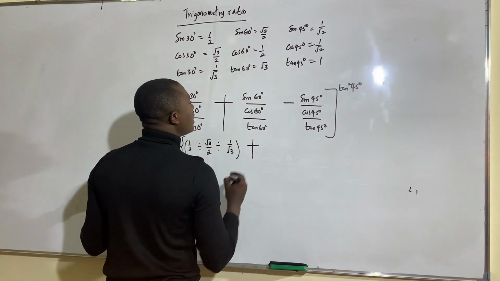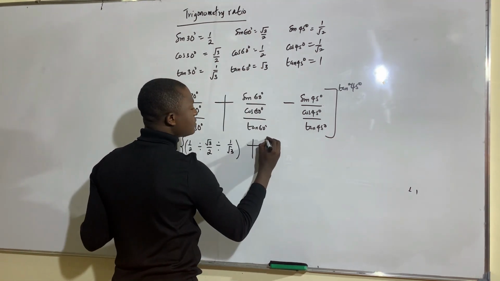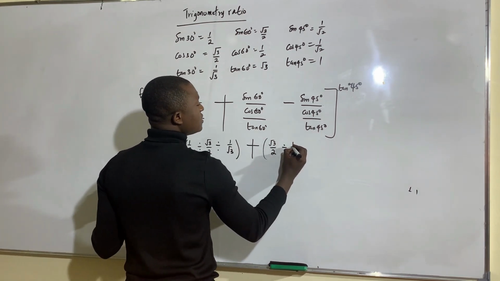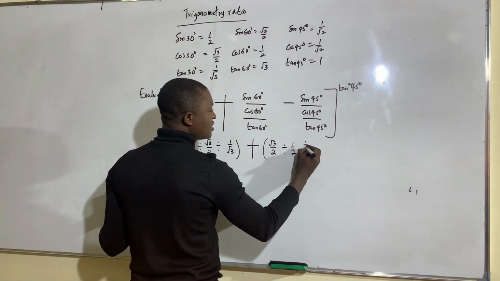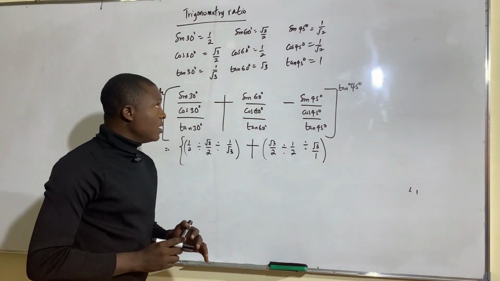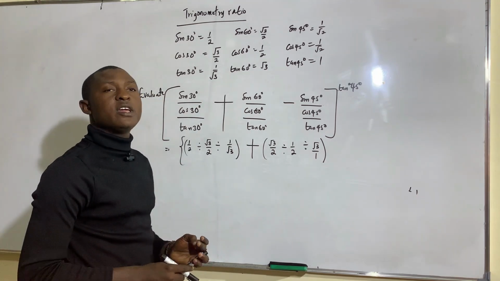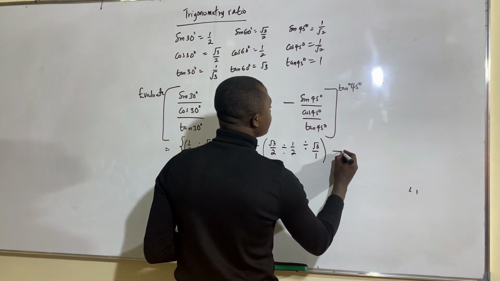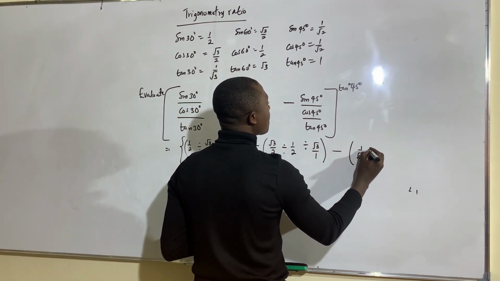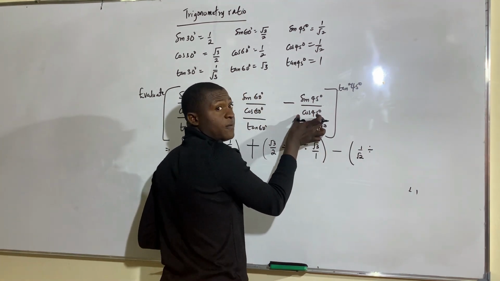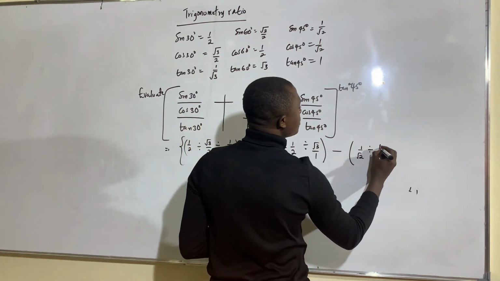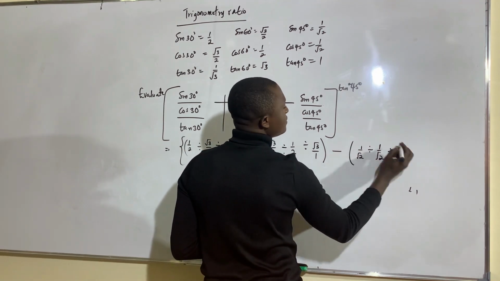Good. So the second one we have here is sin 60. Sin 60 here is √3/2 divided by cos 60, which is 1/2. Tan 60 as well is √3/1. You can see I'm just making a simple substitution since we have derived all the values one after the other. Minus sin 45 is 1/√2 divided by cos 45. You can see cos 45 is nothing but what? 1/√2 as well. Then tan 45 is 1.